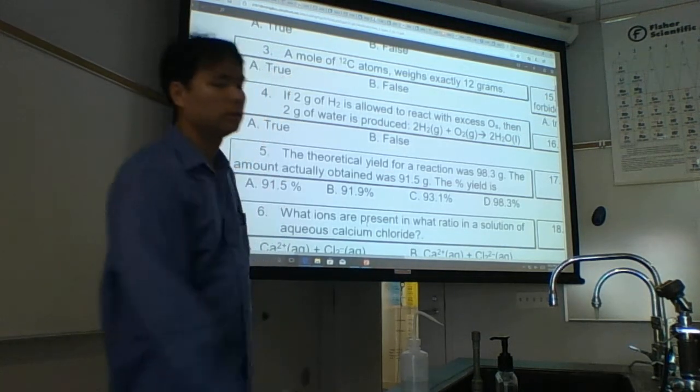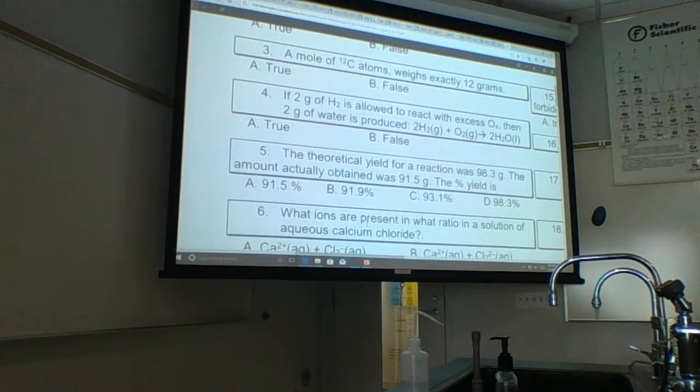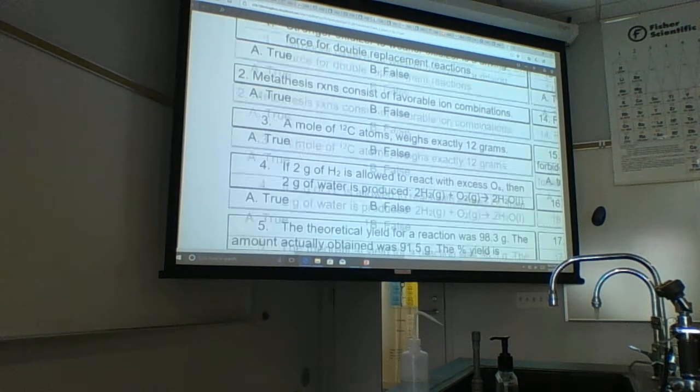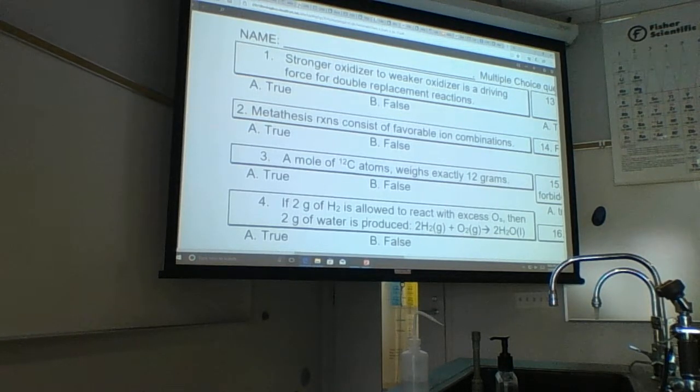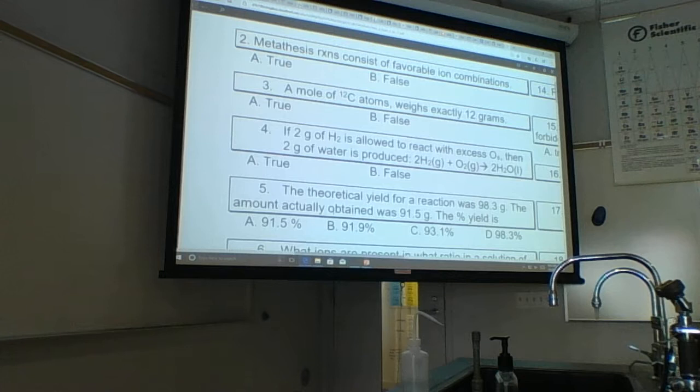Anyway, 1 and 2 are from the last test, although we didn't complete all the reactions. So 1 and 2 should be from your exam 2: stronger oxides, weaker oxides, driving force for what? Double replacement reactions? False. Metathesis reactions consist of favorable ion combinations? True. A mole of carbon, that's from exam 1, or exam 2, I don't know. So this is old material. A mole of carbon-12 atoms weighs exactly 12 grams. That's true by definition.